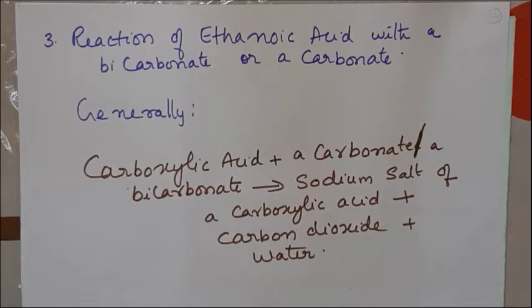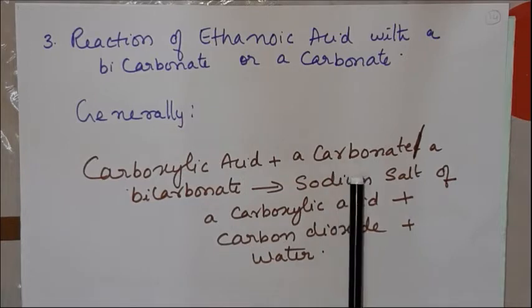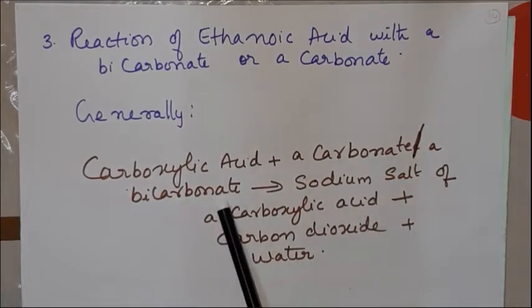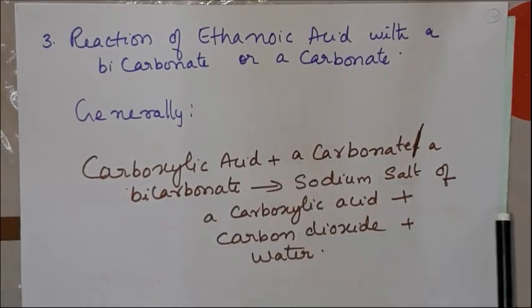As a continuation, today you will be learning about the reaction of ethanoic acid with a carbonate or a bicarbonate. How can you represent that reaction in general? You can write the reaction as carboxylic acid plus a carbonate or a bicarbonate. What are the products that we will get in this reaction? We'll get the sodium salt of a carboxylic acid along with two products, that is carbon dioxide and water.